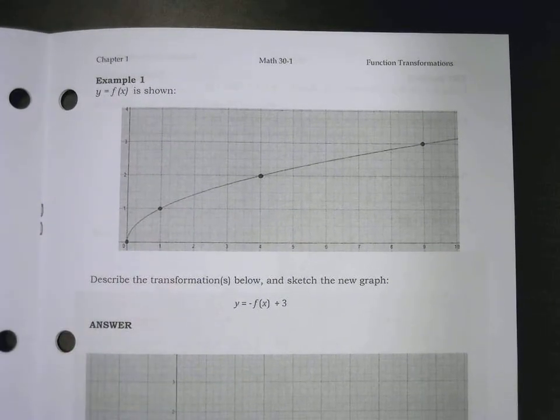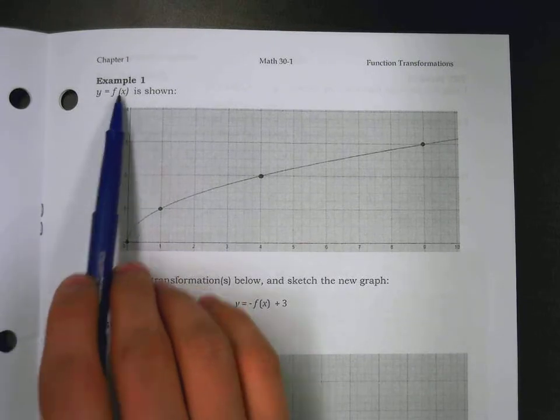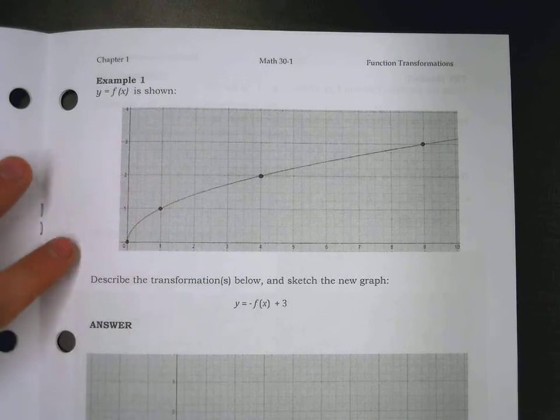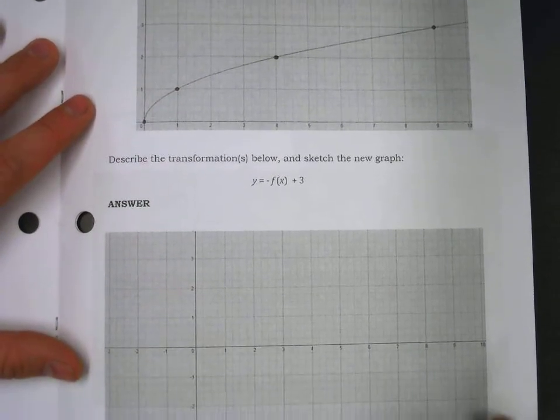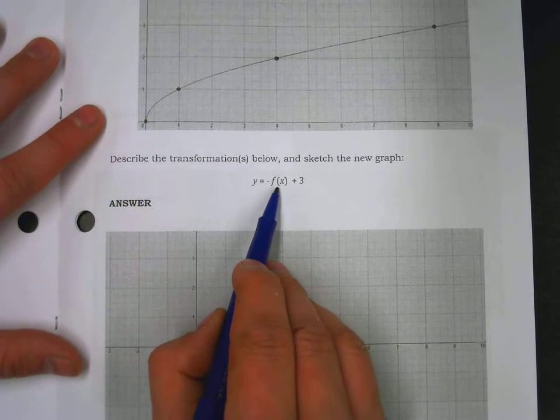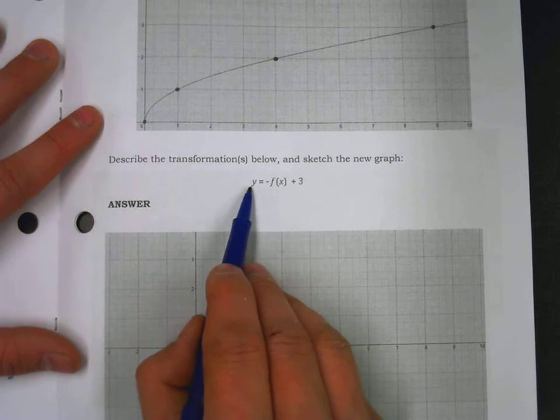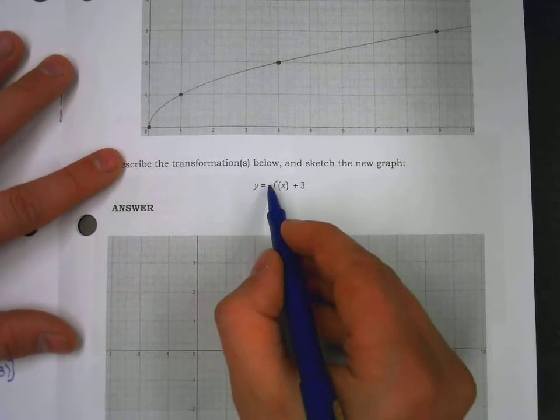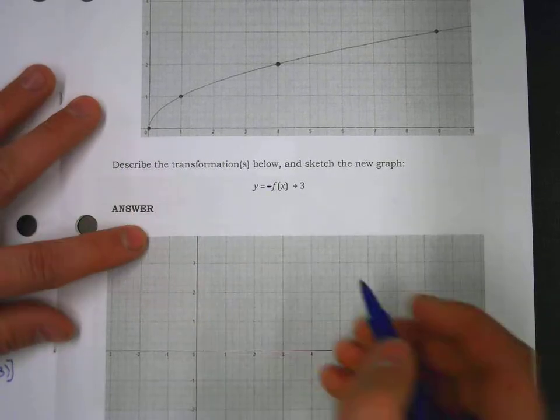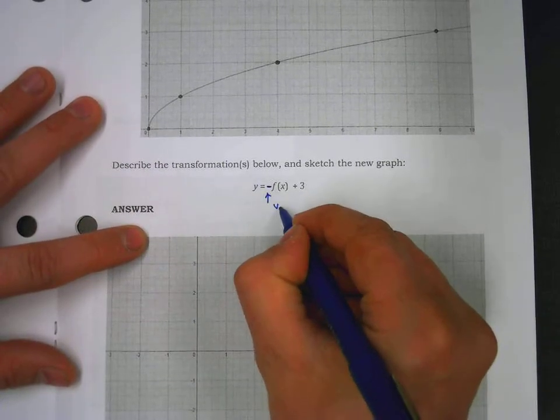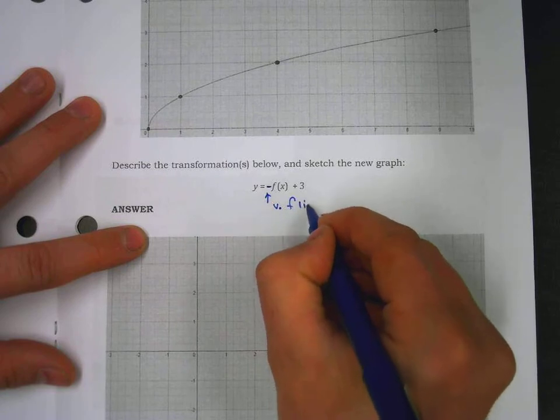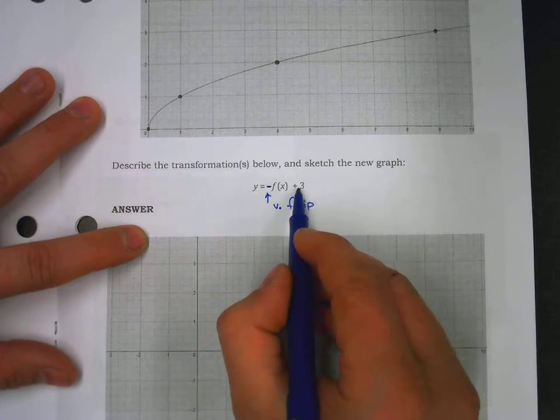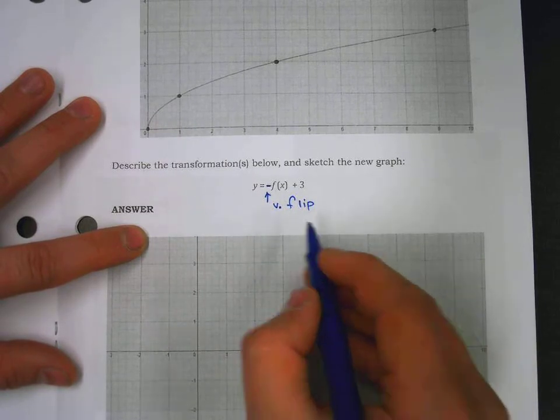And I do have a function shown. This is actually the square root of x graph, and I call this function f of x. Question is, what happens to create our new function? And whether I call this g of x or just say it's the new y values, we're going to be dealing with a negative in front of the f of x, which implies a vertical flip or reflection, and there's also a plus 3, up 3.